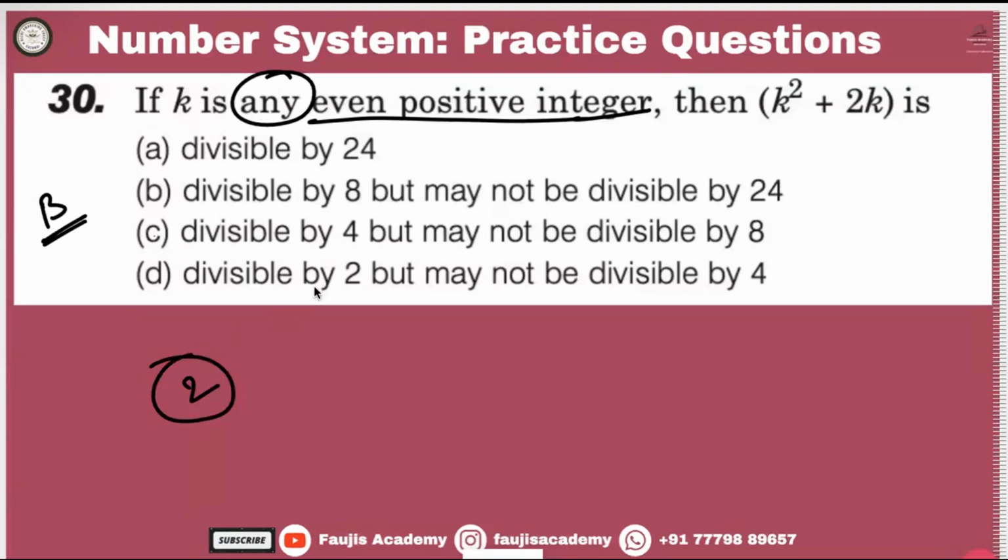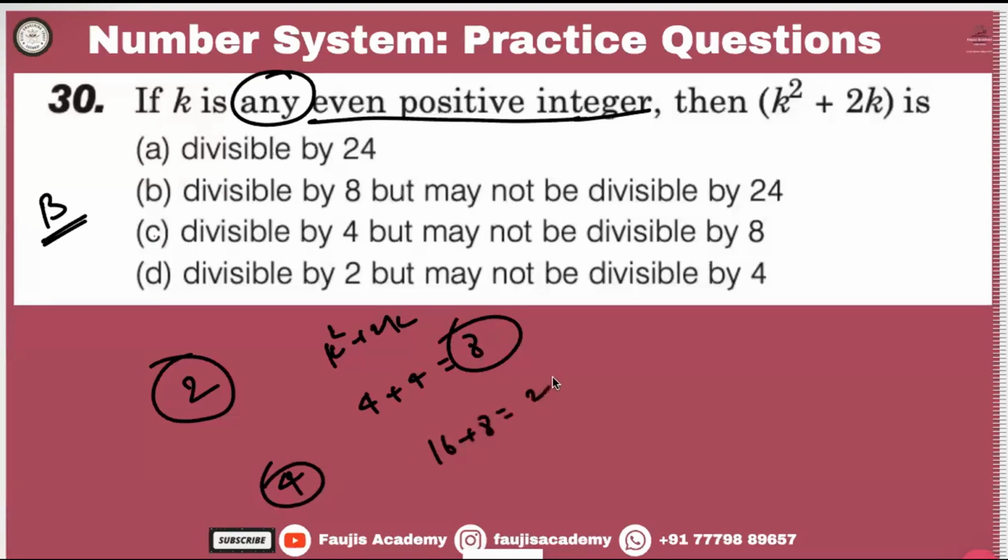Let's just put this value of 2 in this expression, k square plus 2k. K square means 4 plus 4, which is basically 8. Now another even positive integer is 4. Let's try to put it over here. 4 square 16 plus 8 is 24. Now let's try to put another one. 6 square 36 plus 12. How much is that? 48.